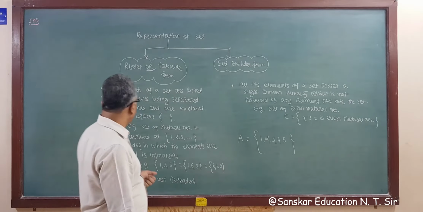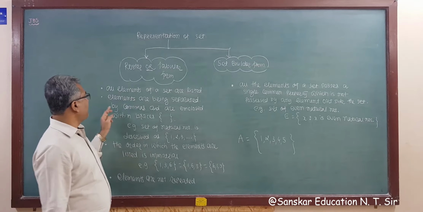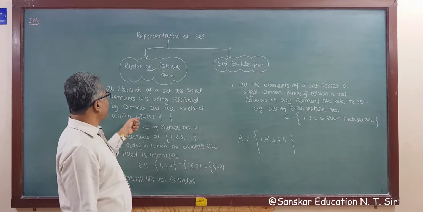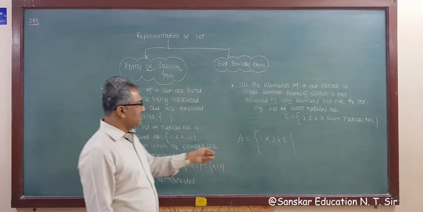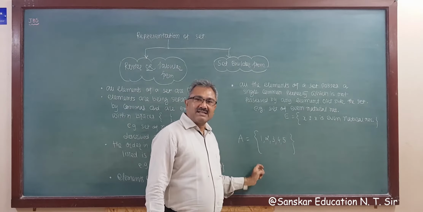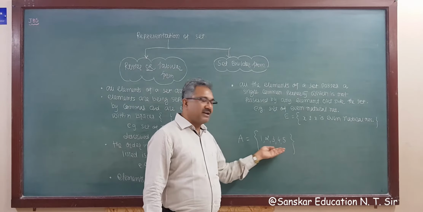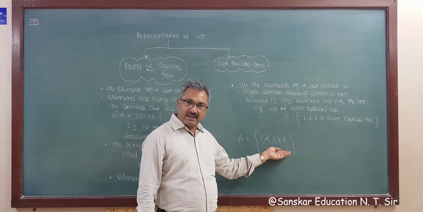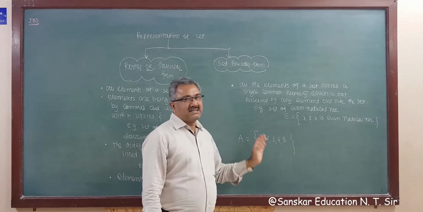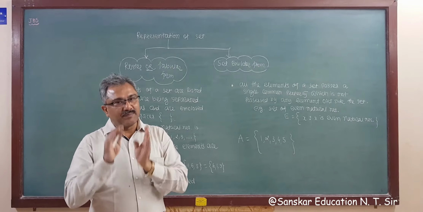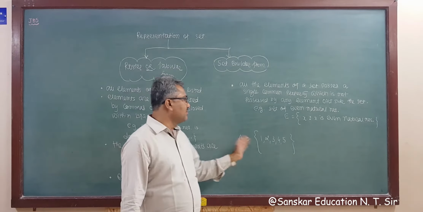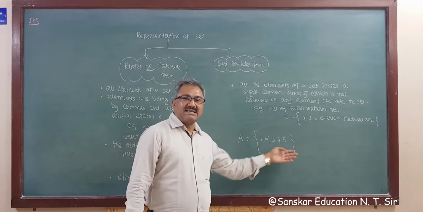Elements are separated by commas and enclosed within braces, which are called set brackets. So all elements of a set are separated by commas and enclosed in braces. This bracket is called a set bracket.